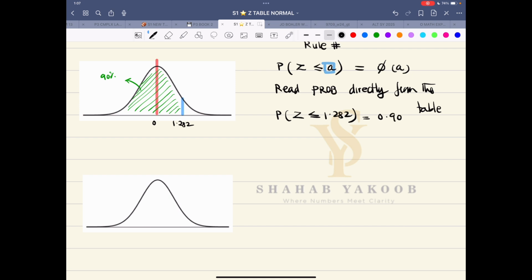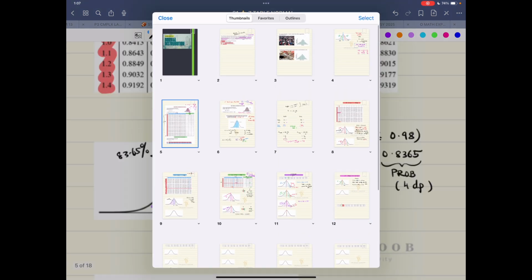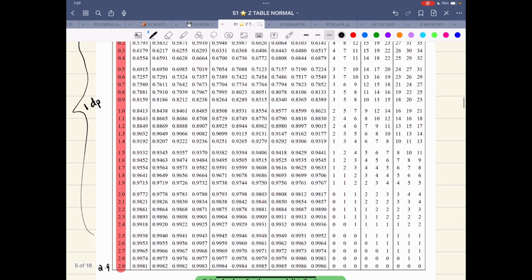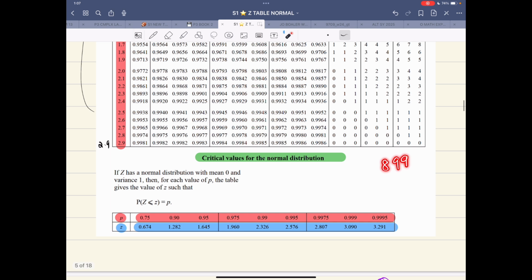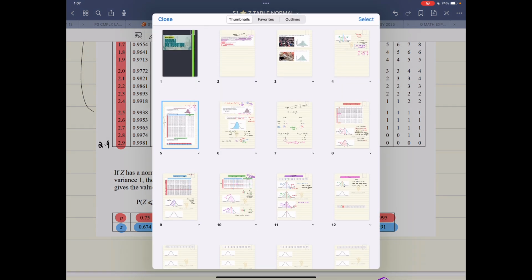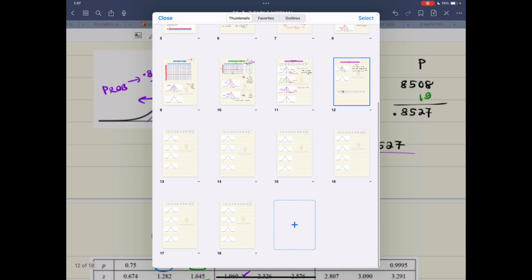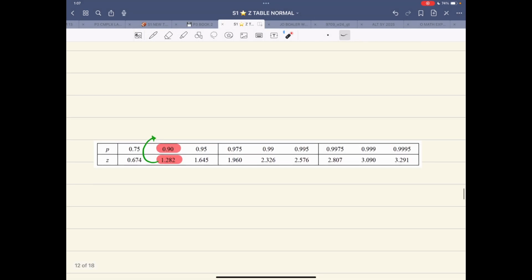Now let me scroll all the way up and go to this table over here. I'll get the same answer from here. This is 1.2. And if I go to the right, this is 1.28. That is 8997. And then a 2, that is a 4. So this is 8997 and a 4, which comes out to be 9001, which is the same thing as 90%. All good, all clear? So for simplicity, I'm just using the commonly used critical values, the strip over here.